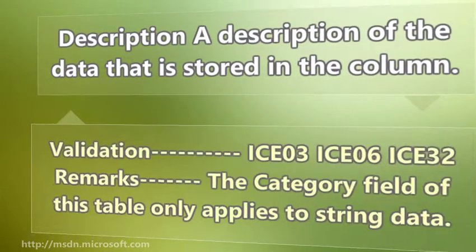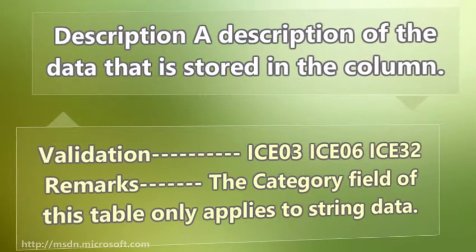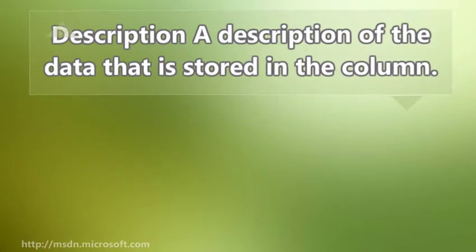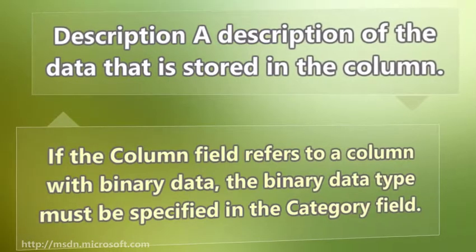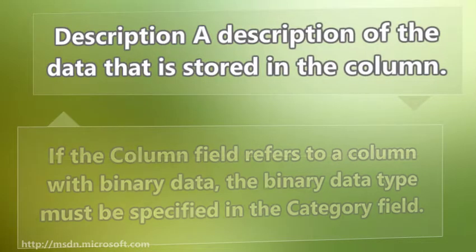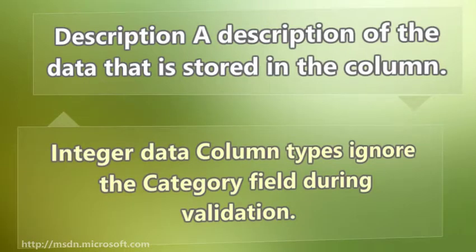Validation: ICE03, ICE06, ICE32. Remarks: the Category field of this table only applies to string data. If the Column field refers to a column with binary data, the binary data type must be specified in the Category field. Integer data column types ignore the Category field during validation.